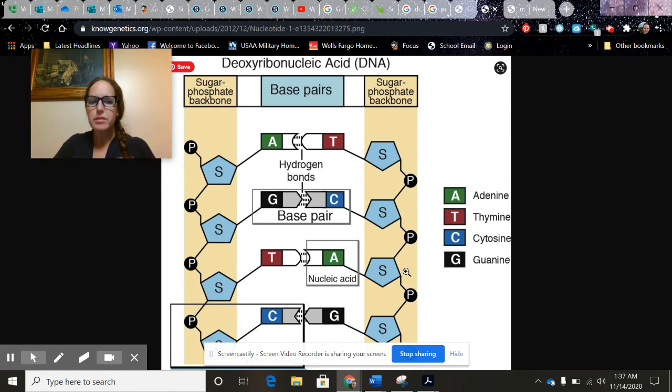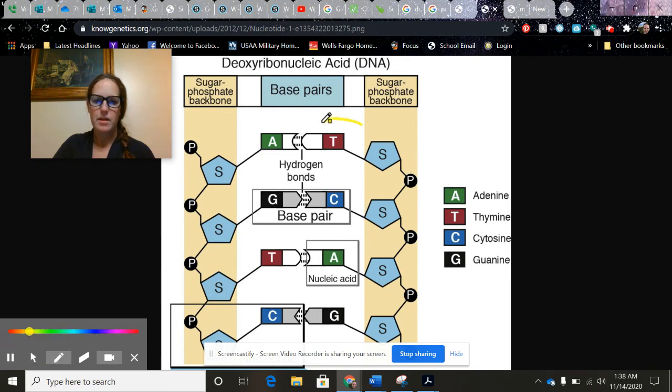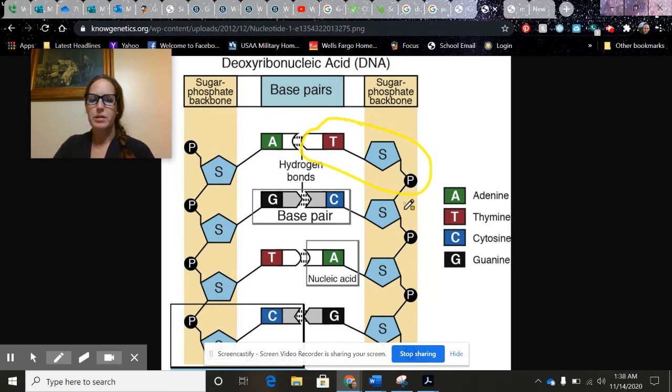And that's part of the fact that it kind of sticks out, that helps it crunch down like a spring so we can fit lots of it together. So we have our sugar phosphate backbone and our base pairs. When we look at a base and a sugar phosphate backbone, we call that a nucleotide. So this little section right here is our nucleotide. And we can see that a DNA strand is simply lots and lots of nucleotides all hooked together.